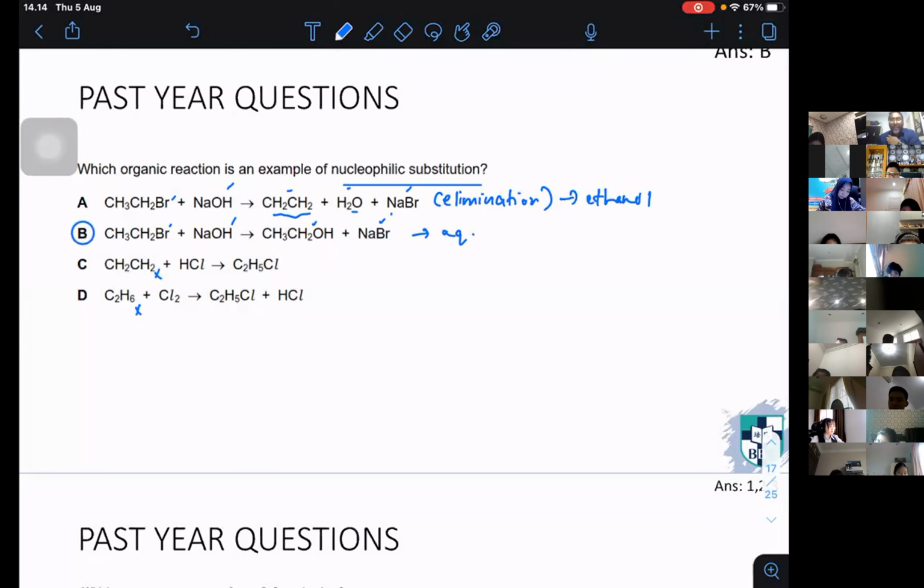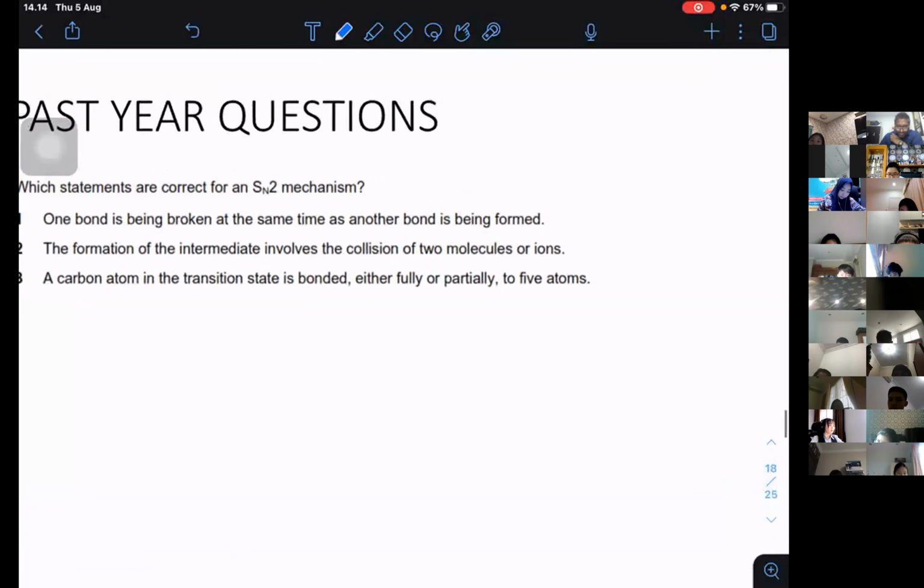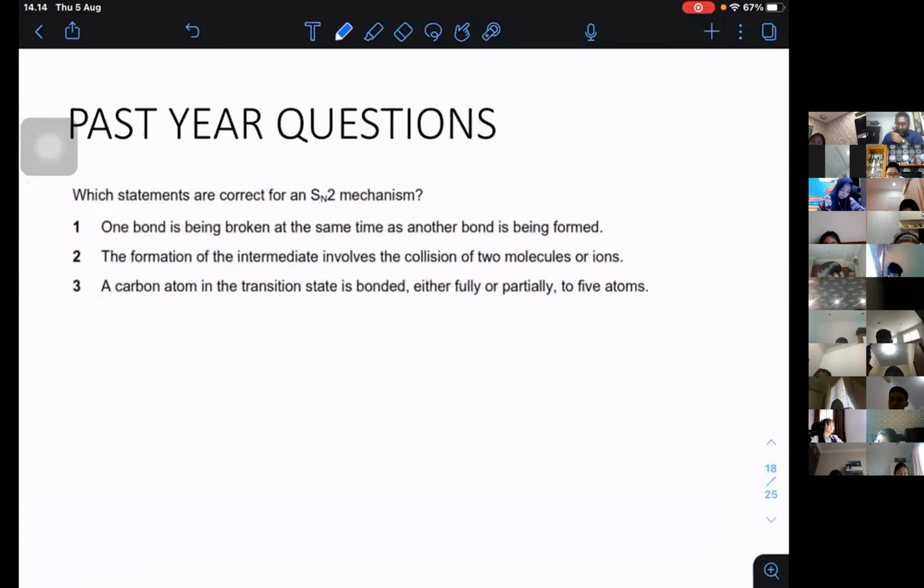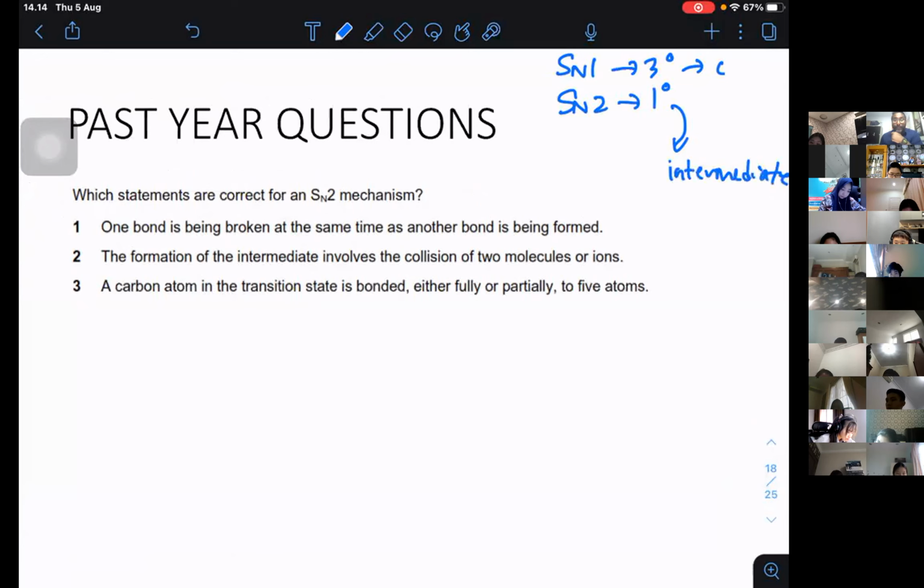Next, which statement is correct about the SN2 mechanism? I told you SN1 is for tertiary, SN2 is for primary. Tertiary will form a carbocation, primary will form an intermediate. This information is good enough to answer this question. So one bond is broken at the same time another bond is being formed, correct? Intermediate, remember? You haven't fully separated from the wife and started actually having an affair. So number 1 is correct.